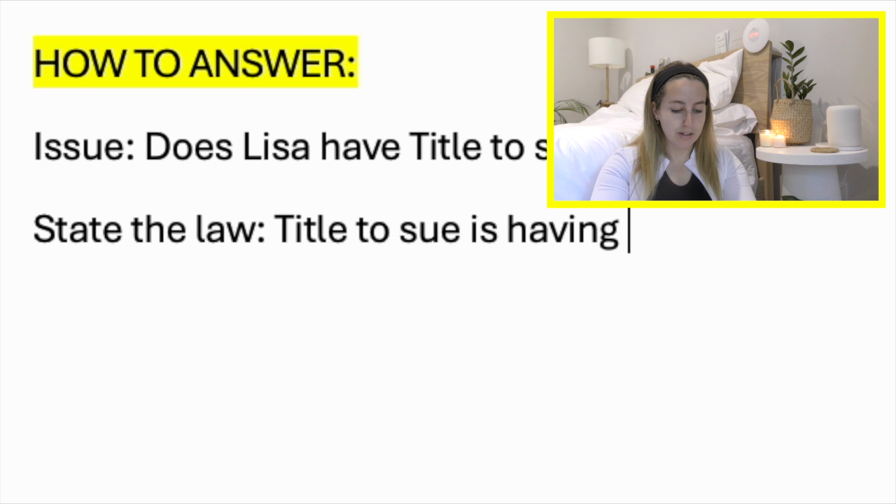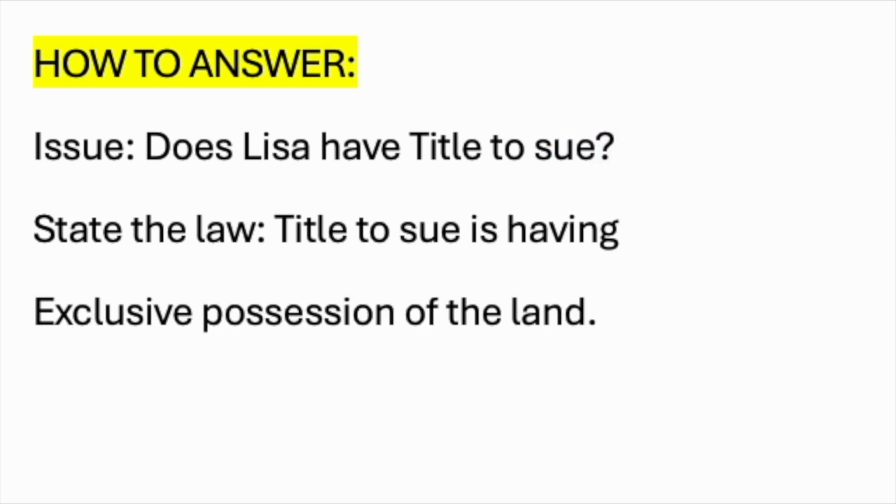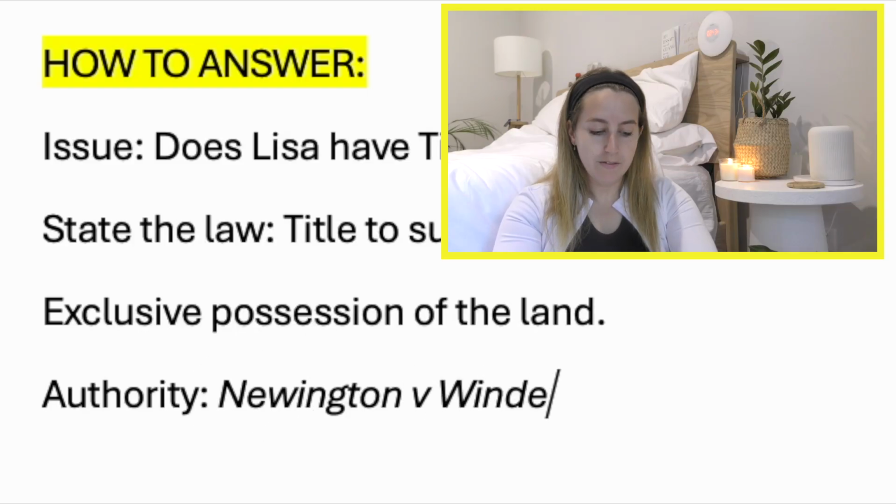Right next to it, you then have to move on to your next letter, which is S, state the law. What is the law that I'm going to apply here? The law that I'm going to apply here for title to sue is define what title to sue is. So, title to sue is having exclusive possession of the land. Great. That's just me stating the law. Done. Now the next thing is A, authority. I need to tell Lisa where I got this law from. I need to tell her I didn't just pull it out of the air. Authority. It's a case that I found relating to the definition of title to sue, which is Newington v. Windyer, 1985. So there we go. I've stated where I've got the law from. That's my authority.